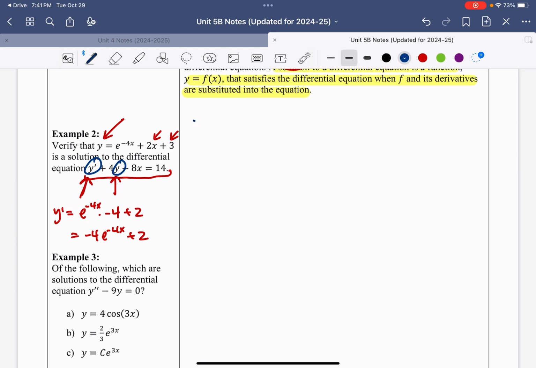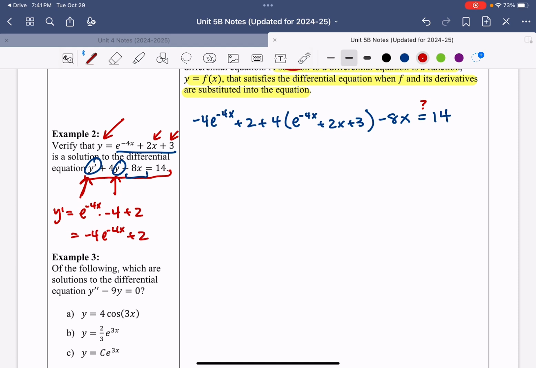So I will have negative 4 e to the negative 4x plus 2 plus 4 times, okay, I'm going to plug in what y is equal to, e to the negative 4x plus 2x plus 3. Okay, I'm going to subtract 8x. Now, here's the deal. We don't have anything to plug in for x, so x is our variable. And that's good news because look at all the other variables that we have so far in this. All of them are x's. Okay, and so we're going to check to make sure that this is equal to 14.